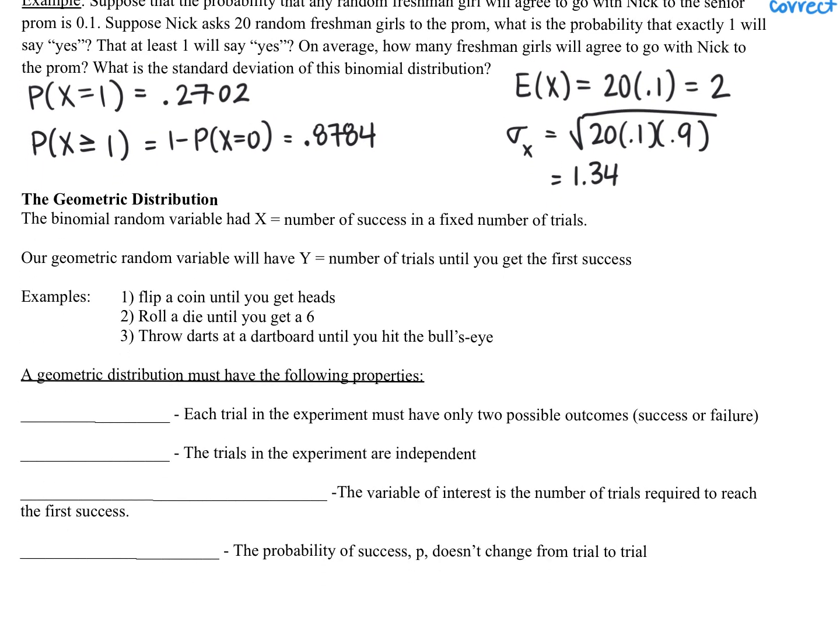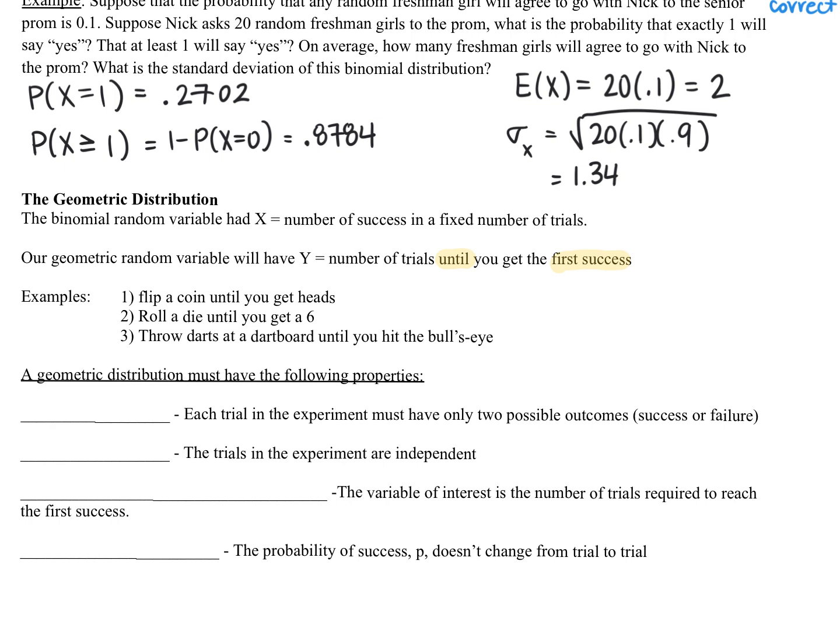So the second distribution we have to talk about is the geometric distribution. So the difference between a binomial and a geometric is based on the wording. So in a binomial distribution, x is the number of successes in a fixed number of trials. But in a geometric distribution, we use the variable y, and it's the number of trials until you get the first success. So we're specifically looking for the first success in a geometric distribution, and in a binomial, we're looking for a specific number of successes.